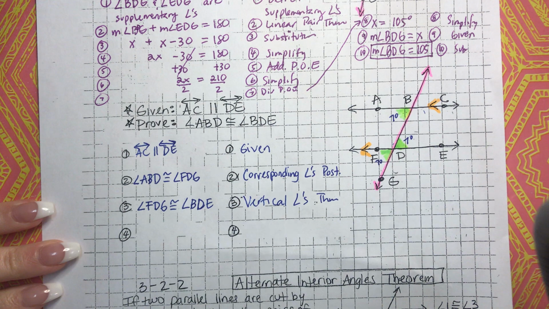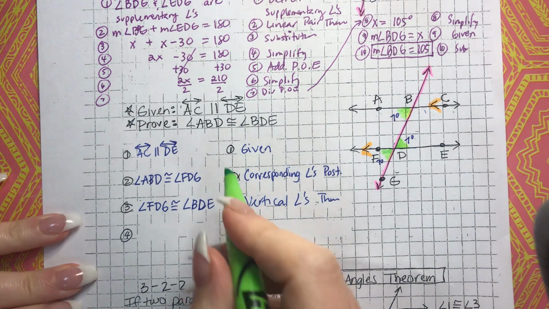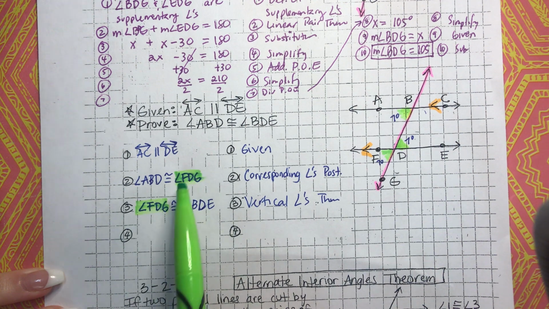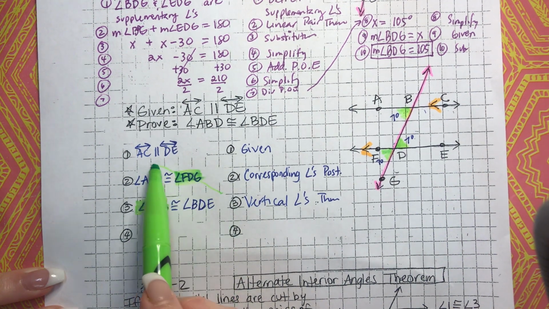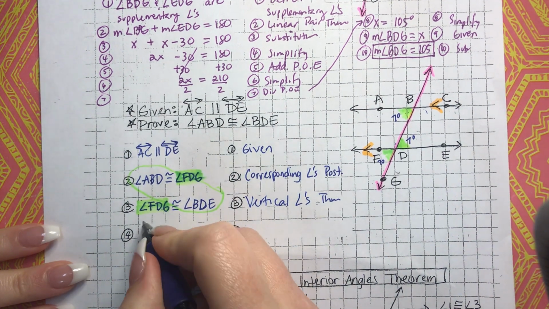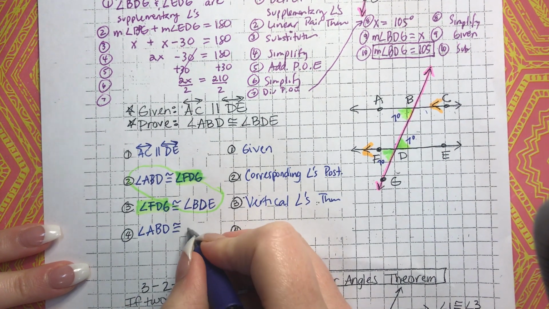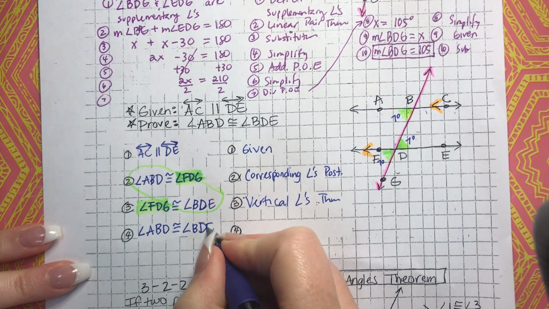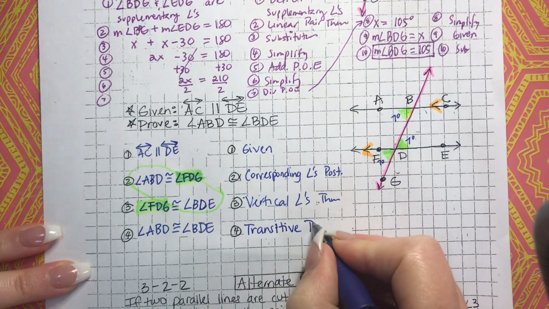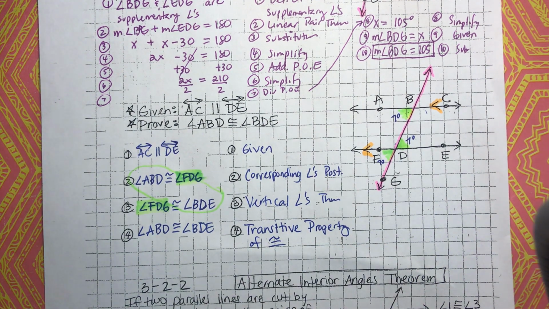So we can say, well, what's the reason? Well, when we look at this, we see that we have FDG here, and we also have FDG here. So when we have two angles that are congruent to the same angle, what we can say is that those two angles are congruent to each other because of the transitive property of congruence. So angle ABD is congruent to angle BDE because of the transitive property of congruence. All right, cool.